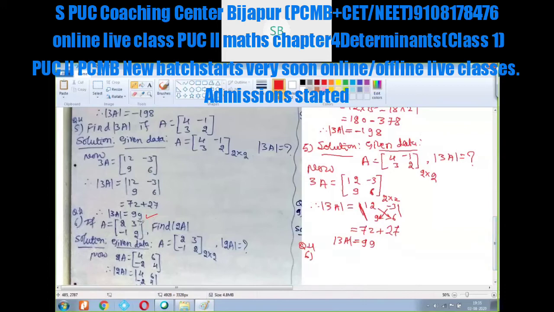If matrix A is equal to whatever he has mentioned, I am going to write it here as the given data. We can note down the question; I am going to write it directly as the given data for the solution. So matrix A he has given as [2, 3; minus 1, 2].